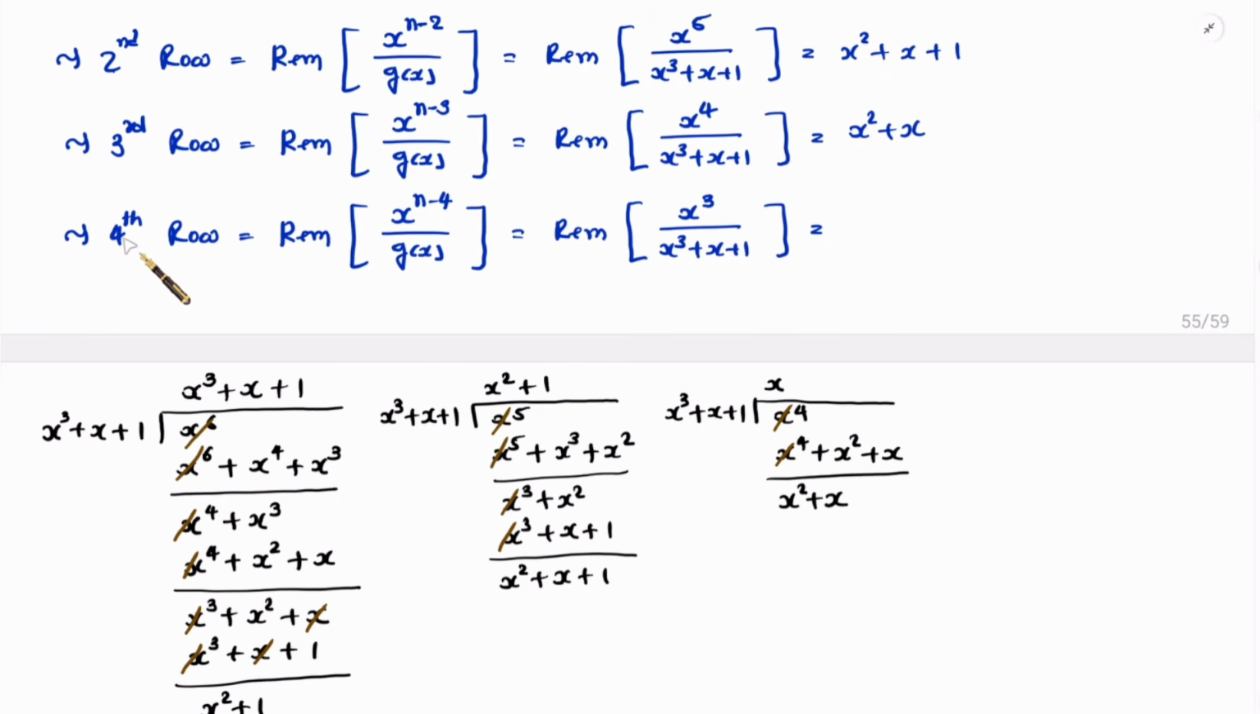Now similarly we need to identify the fourth row. See, in the fourth row, here we need to perform division of x cube divided by x cube plus x plus 1. Now here see the order is same. So simply just place 1. So here we'll be having x cube plus x plus 1. This x cube is getting cancelled. We'll be having x plus 1. So this remainder, that is x plus 1, right? So this is how one can do modulo 2 division.